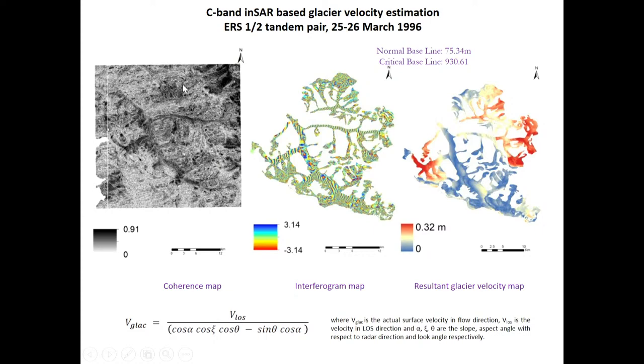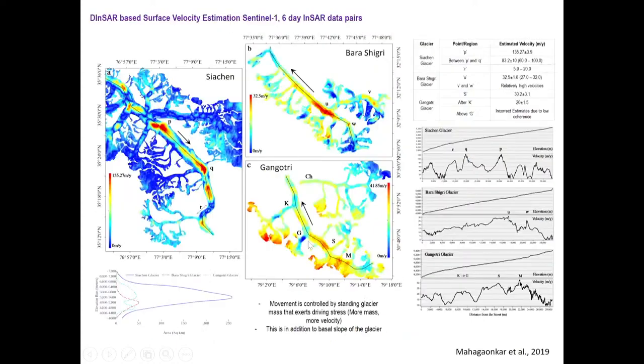So these are the two time period images we have taken. Between the two periods, how much is the coherence we have estimated? Then what is the phase change, and then we have derived the interferograms, and based on these interferograms, the displacement in the line of sight has been estimated. Once we have the displacement in the line of sight, we can convert that into the glacier velocity.